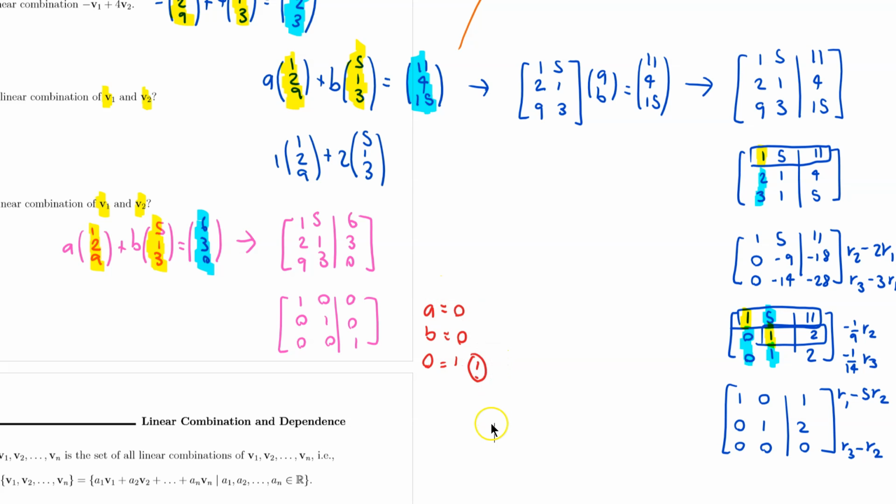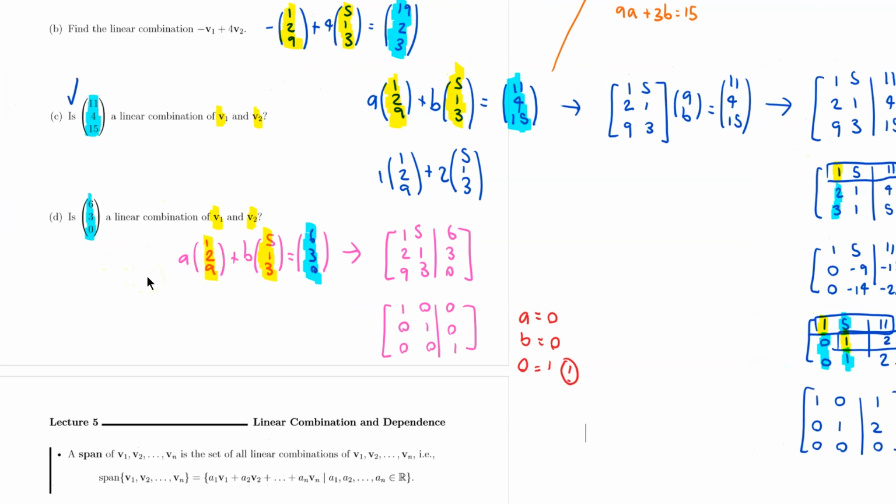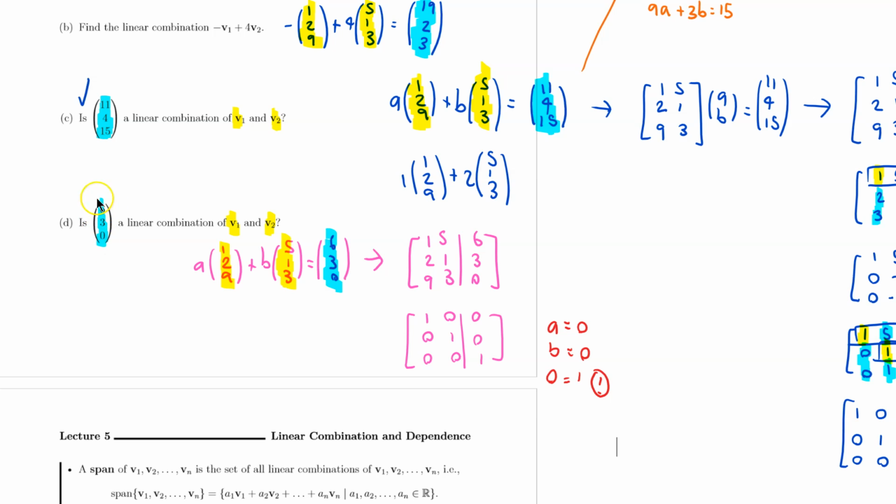So what that means is there is no solution to this equation. So I cannot find a and b that satisfy this pink equation. So what that means is I cannot write this blue guy as something times yellow guy v1 plus something times yellow guy v2. So that means 6, 3, 0 is not a linear combination of v1 and v2.